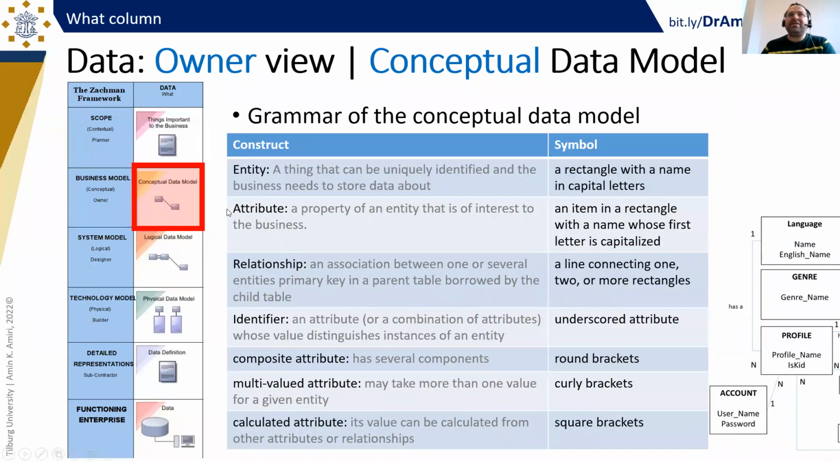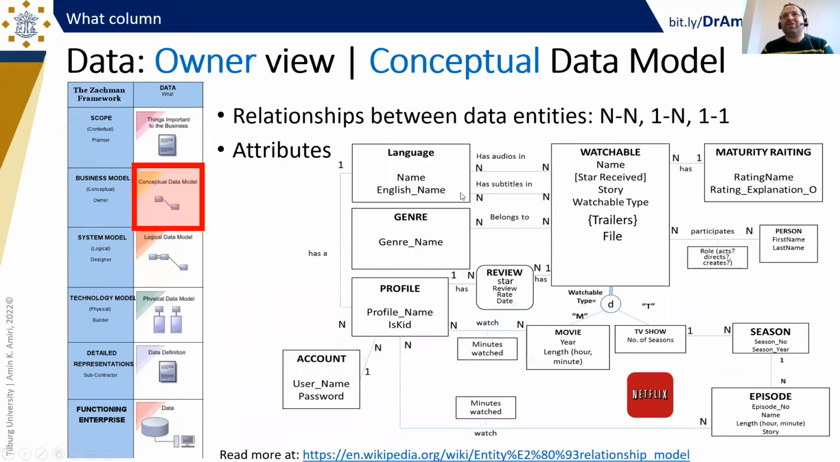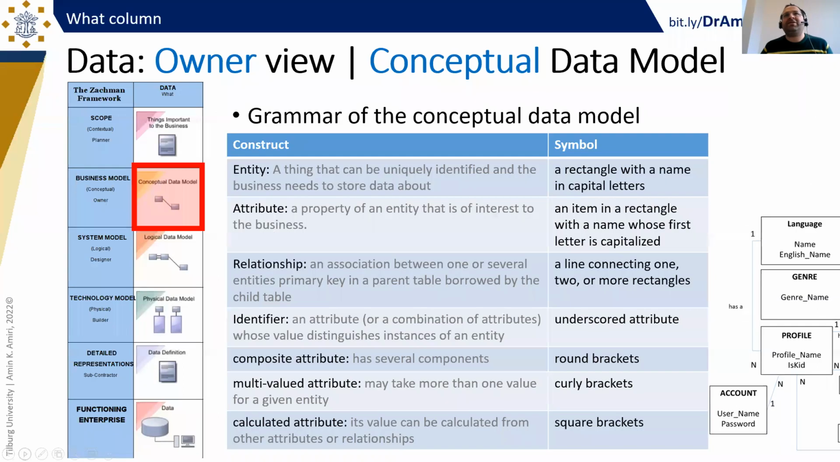So you see that this is a language. You see this is a description, and this description has a grammar. This language has a grammar. What is that? We have an entity or data entity. It's a rectangle with a name in capital letters, like genre. Oh, I made a mistake in my language. It's as if I didn't use English correctly. So genre, profile, account, these are entities.